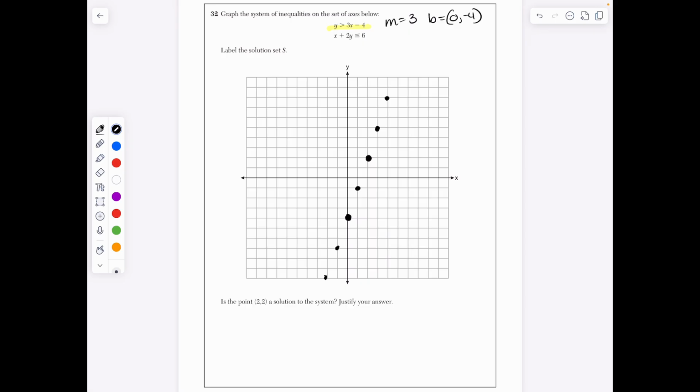Now, how do I draw the line? This is y is greater than, it's not underlined, it's not equal to, so I'm just going to make dashes through these points. And because y is greater, that means I want everything up here above the line. And this is my line, y is greater than 3x minus 4.